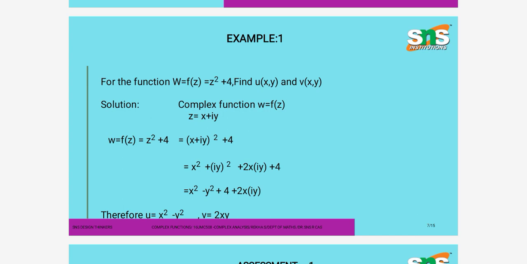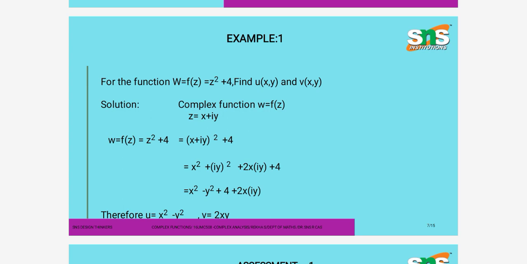We can go with an example. For the function w equal to z squared plus 1, we are going to find u of x comma y and v of x comma y. Z is x plus iy, so we apply z as x plus iy the whole squared plus 1. What is a plus b the whole squared? a squared plus b squared plus 2ab. So x squared plus (iy) squared plus 2x iy plus 1. What is the value of i squared? In the previous example we discussed that i squared is minus 1. So I get x squared minus y squared plus 1 plus 2x iy.